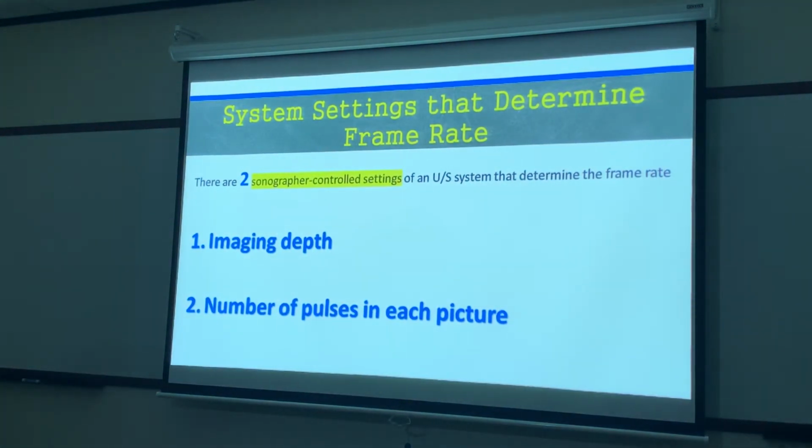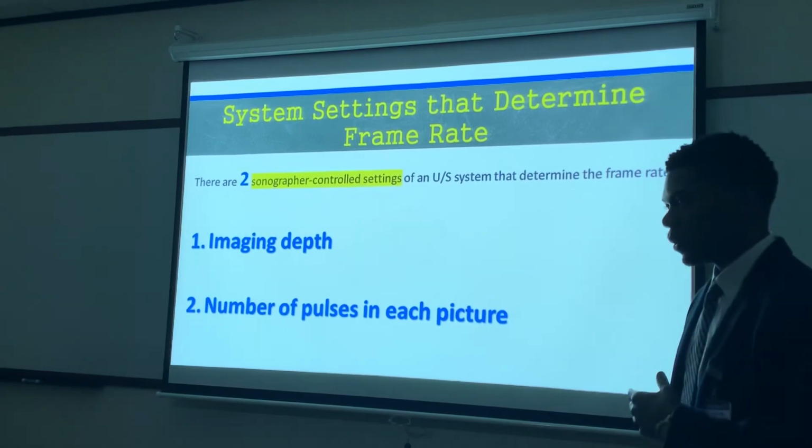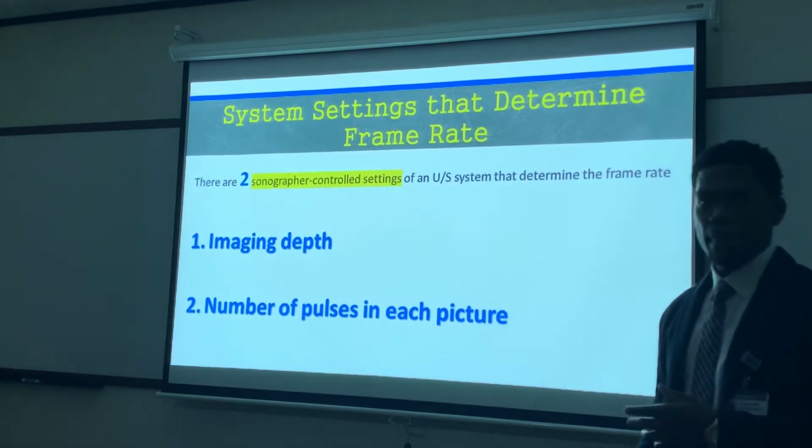Okay? I care about temporal resolution when I'm trying to look at a moving structure, such as the heart. That's when I want it optimal. Absolutely. That's when I want temporal resolution to be optimal, when I'm looking at something that's moving.